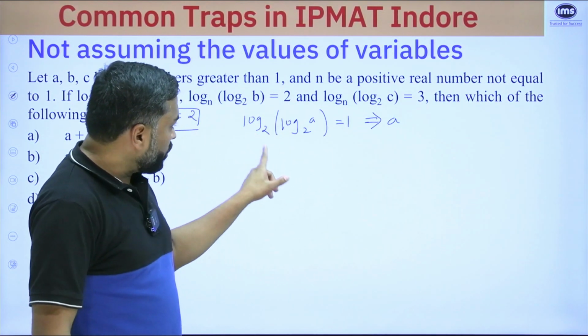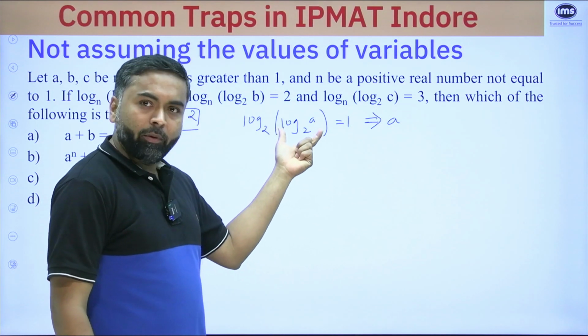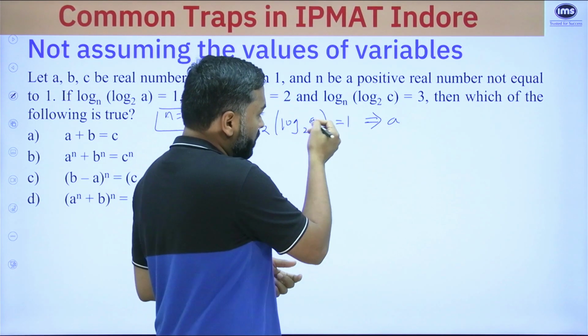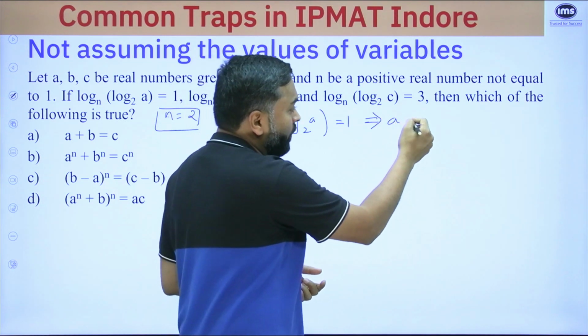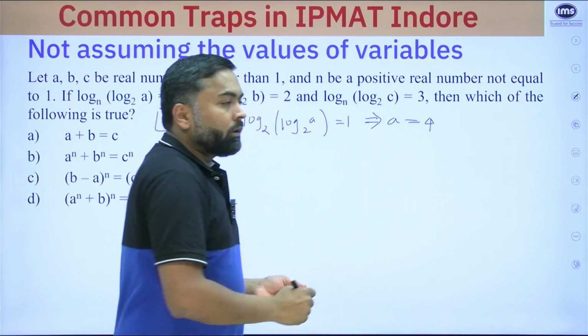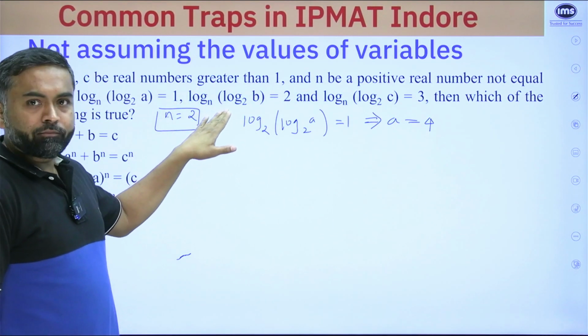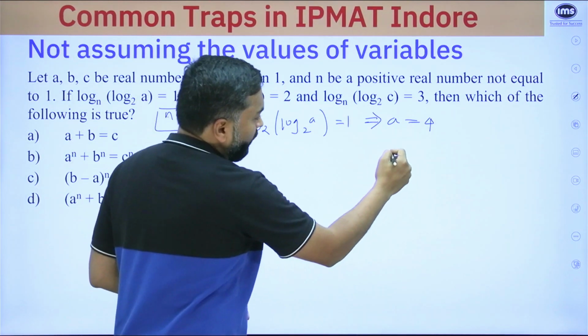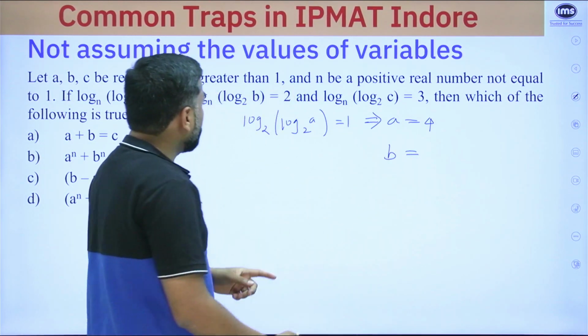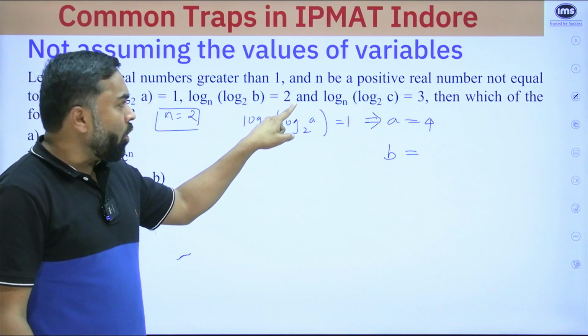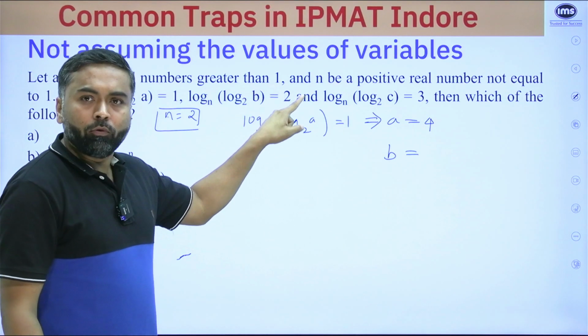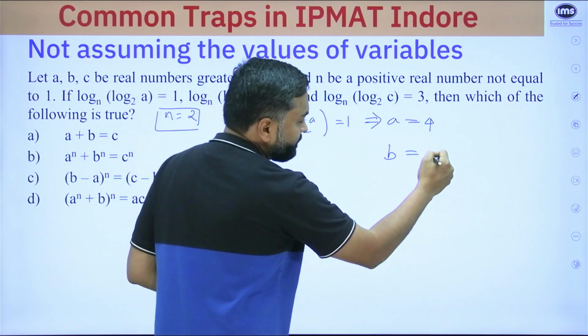So this 2 goes here. So log of a to the base 2 becomes 2, and log of a to the base 2 is 2. So a is equal to 4. Similarly, you will solve for b here. So if you solve for b, what will you get? 2 raised to 2 is 4 and 2 raised to 4 is 16.